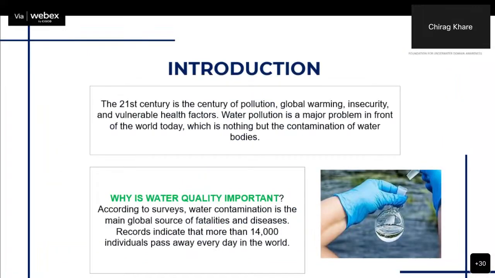So basically, the 21st century is the century of pollution, global warming, insecurity, and vulnerable health factors. Water pollution is a major problem in front of the world today, which is nothing but the contamination of water bodies. According to World Health Organization, more than 3.5 million people die every year due to water-related diseases. This indicates that water quality is very important in today's world, and also with the growing degrading water quality.